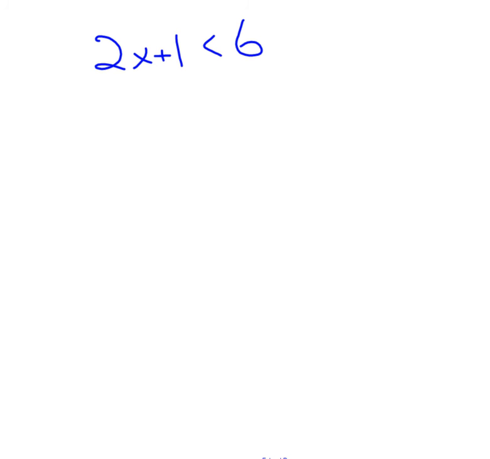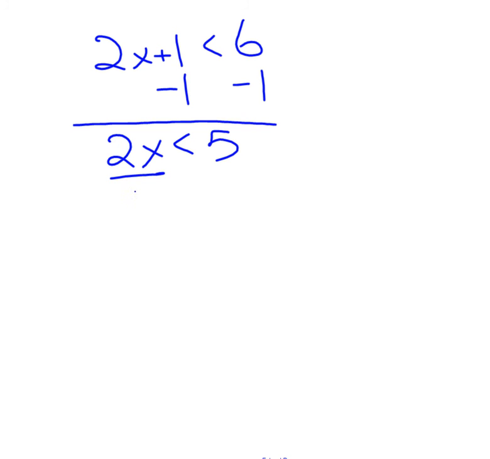So we do need to subtract first. Was that running the whole time? Nice. Okay, so we subtract 1 from both sides. So we end up with 2x is less than 5. Then what? Divide by 2. We just divide by 2. And we get x is less than 5 halves. Or if you wanted to turn it into a decimal. Actually, in algebra, you can leave it as fractions. Fractions are fine.